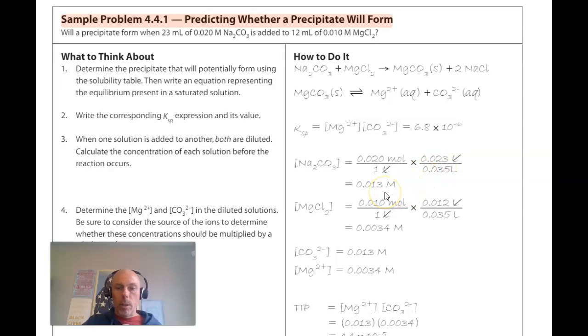We do that for magnesium chloride as well, and these are the concentrations of the two compounds once they've been added together and once we've accounted for dilution. 0.013 molar for sodium carbonate and 0.0034 molar for magnesium chloride.